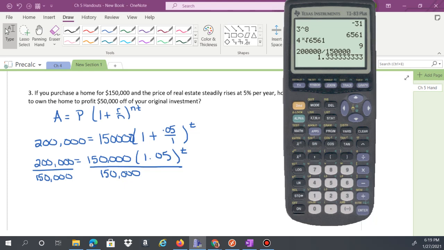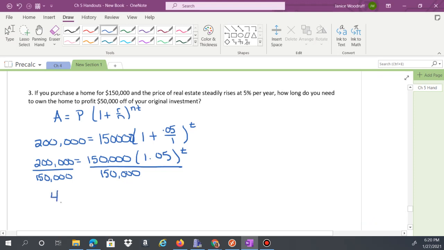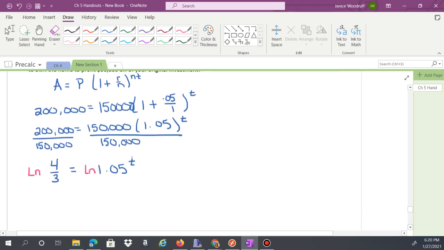Or if we wanted to make this a fraction, I guess we could: 4/3. Whichever way you do it is fine. Equals 1.05 to the T. Now all these are 2 bases that cannot be written as powers of the same base. So we take the log on each side. So let's go ahead and we'll do natural log on each side. Okay, then we will bring the T in front here. So this will be natural log 4/3 equals T natural log 1.05, and then we'll solve for T. So divide both sides by natural log 1.05.